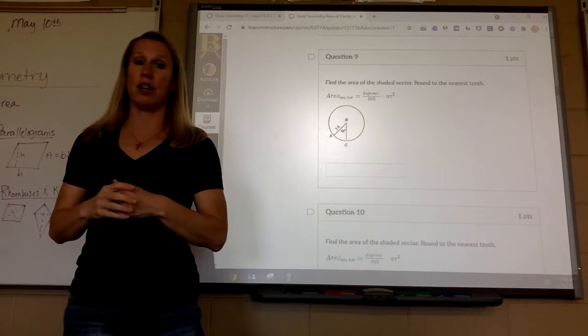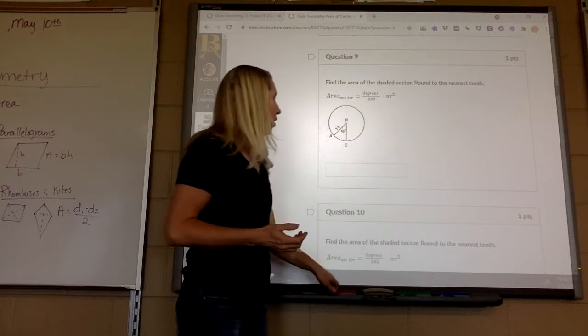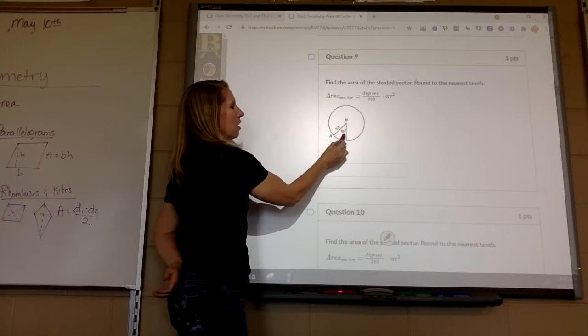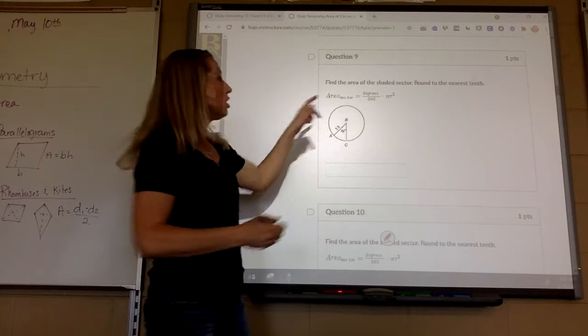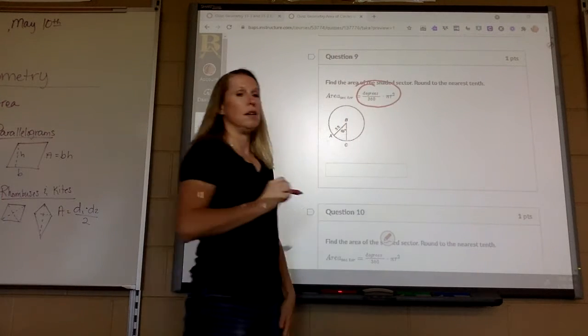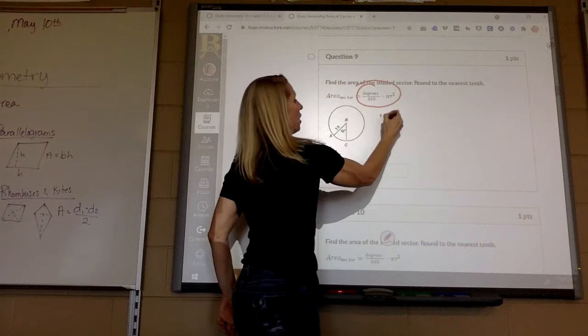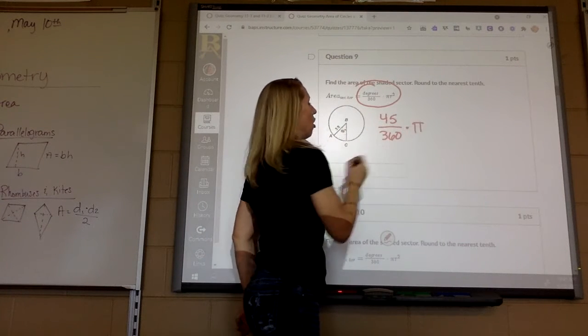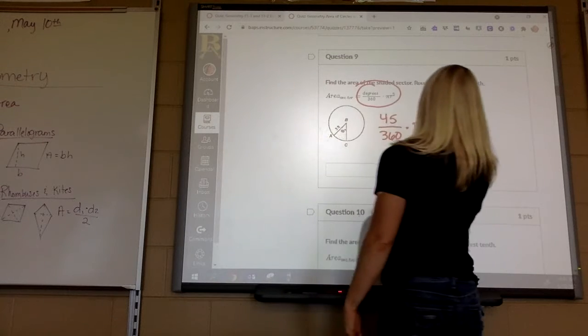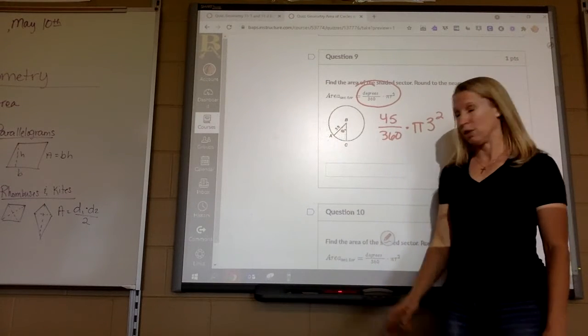Starting with number 9, you're going to find the area of a sector. For the area of a sector, I only want the area of that shaded part. I don't want the area of the whole circle, just the shaded part. So you're going to use this formula. I've got this degree is 45, over 360 times pi r squared. My radius is 3, times pi 3 squared.